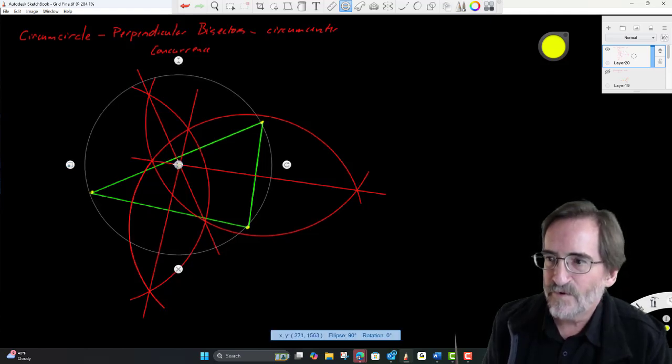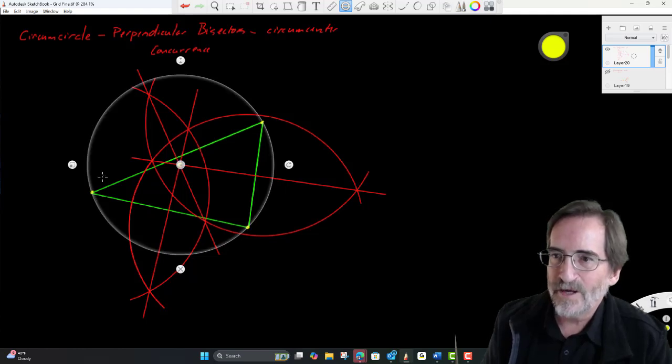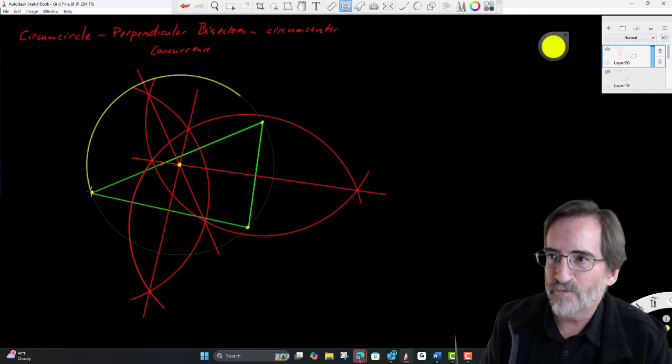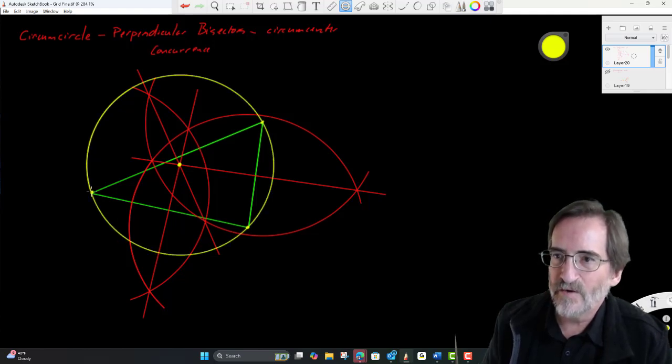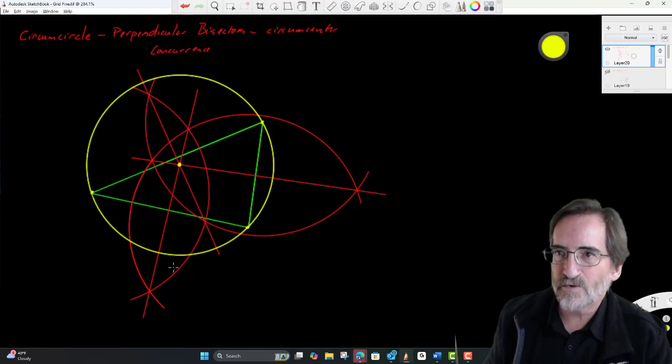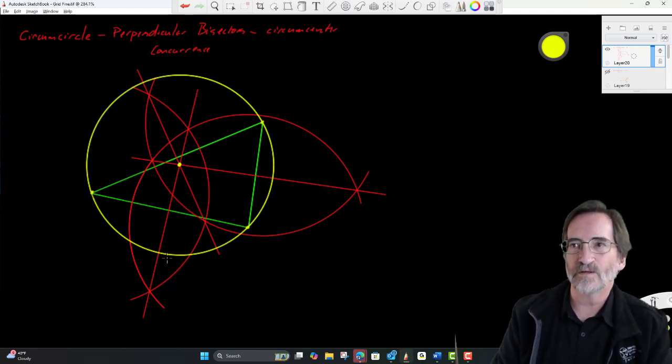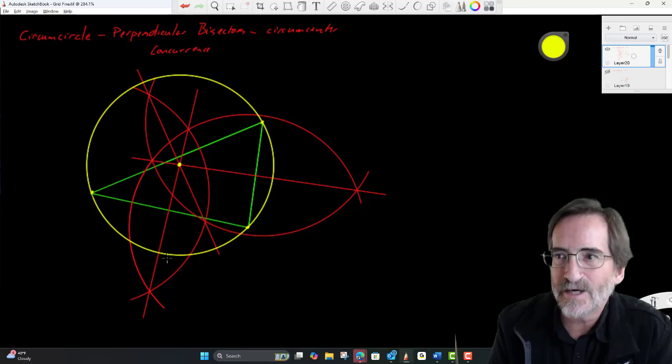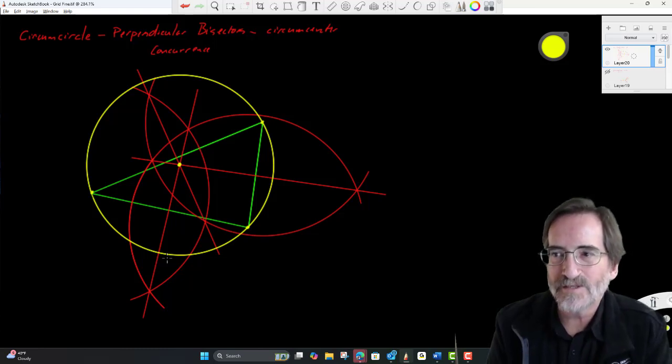I usually find I've got to do a little bit of fudging here, but the idea is that it should, if you did a perfect construction, it should perfectly line up and go through every corner of the triangle. And that's a circumscribed circle or a circumcircle. It's formed by the perpendicular bisectors to find the point of intersection called the circumcenter.